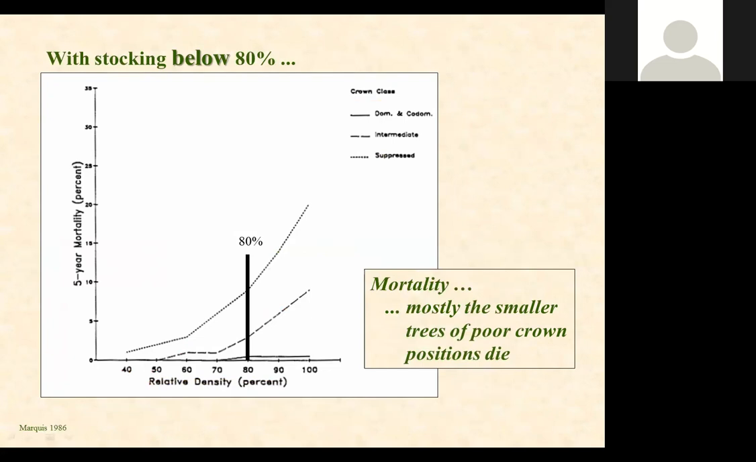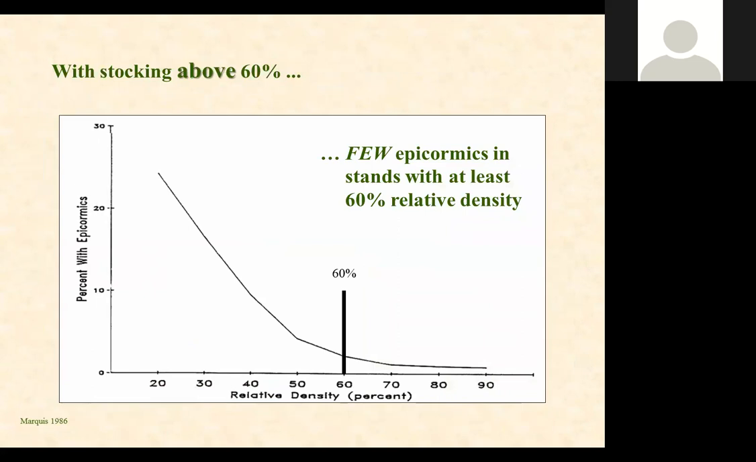Here's one other thing from Marquis. He looked at the development of epicormic branches on residual trees, and he found that as you reduce stocking down to about 60% in Allegheny hardwoods, there were very few epicormic branches. For plots below 60%, the number of epicormics increased dramatically with each reduction in stocking.